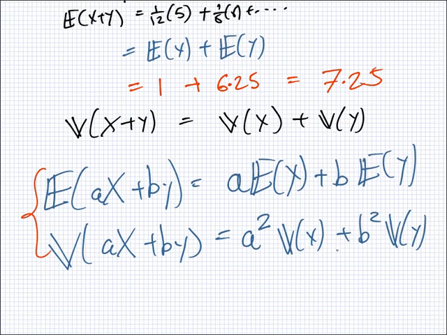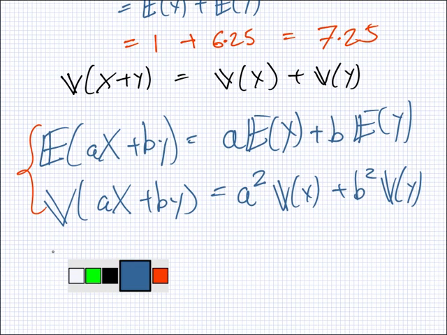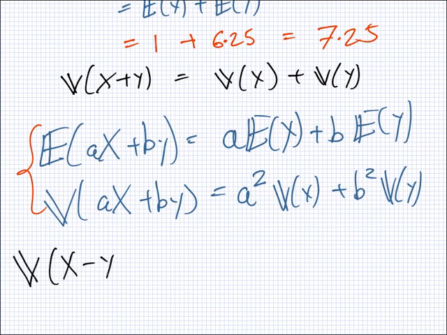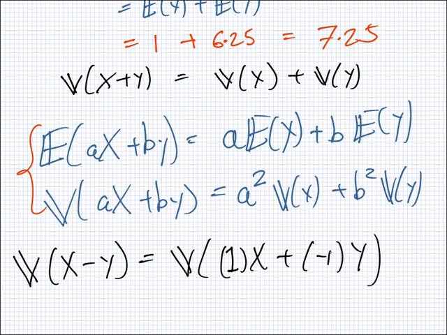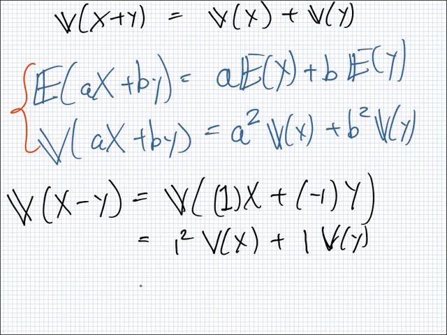The square is actually interesting in the last one, because it means, if you think about it, if I ask you for the variance of x minus y, that would be the variance of 1x plus minus 1y, which according to my formula is 1 squared variance of x plus minus 1 squared, which is 1, variance of y, which is actually variance of x plus variance of y.